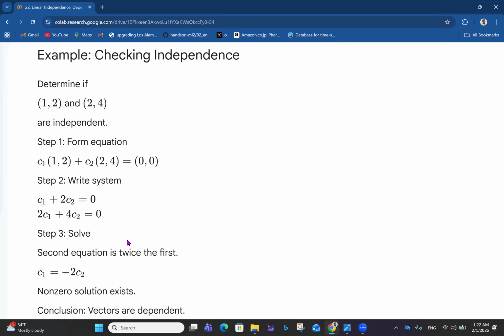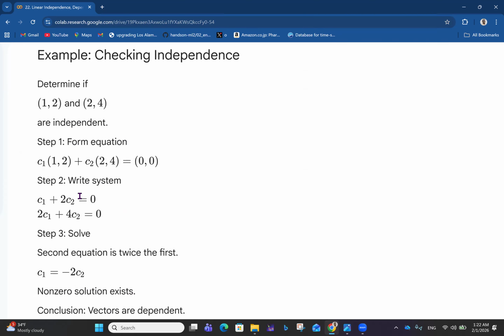So then you can solve. If you solve this now, you discover that the second equation is twice the first already. If you divide this one through by 2, they are basically the same. So that means that C1 is going to be equal to minus 2C2, because these are the two equations. All right, so you can see that C1 is equal to minus 2C2. That means non-zero solutions exist.